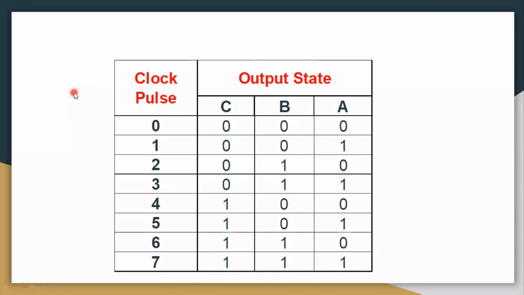This is the truth table of the synchronous counter, in which when we are giving the first clock pulse, the output will be 0, 0, 1. For the second clock pulse, the output is 0, 1, 0. For the next, 0, 1, 1, and so on. For the last clock pulse, that is the seventh clock pulse, the output is 1, 1, 1. So we can count from 0 to 7 in decimal.